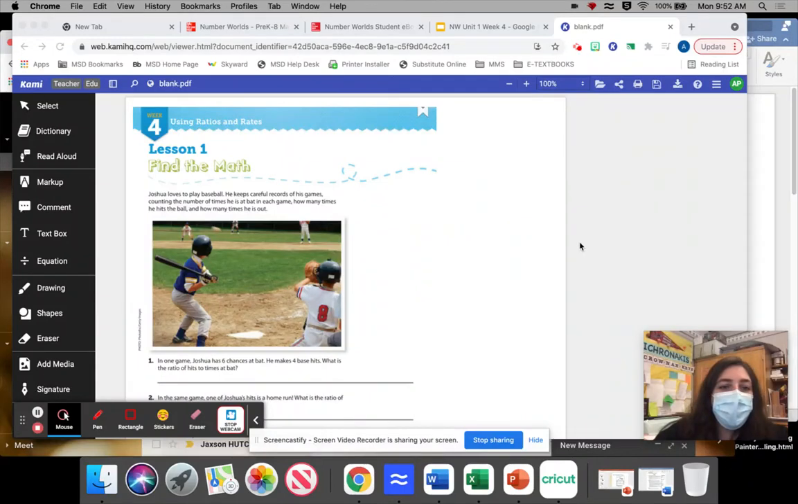Hey MMS, today we are learning from week 4, lesson 1. We're going to start off with this intro page. It's called Find the Math. So go ahead and take a moment to read this story at the top.